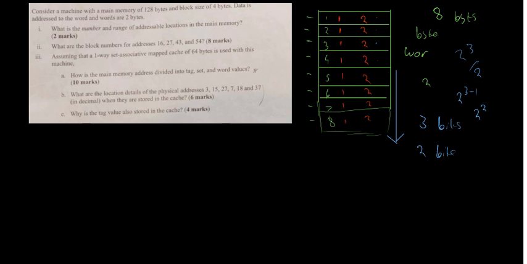So we're not dealing with memory now at the scale of just 8 bytes. 8 bytes is small, though at the time it was very big, but anyway. We're going to start now with part 1 there. So first of all, what's the number and range of addressable memory locations?